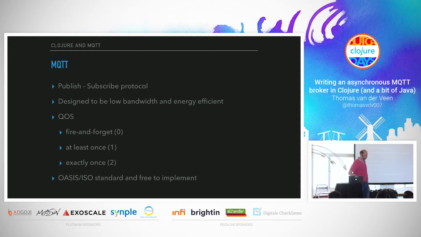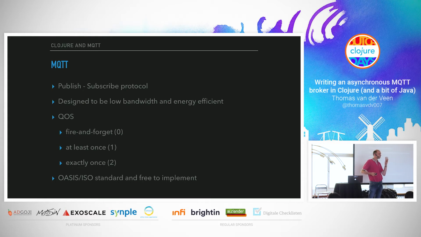So MQTT, very quickly, is a publish-subscribe protocol. You've got clients connecting to a broker. A client can publish a message on a topic, and clients can subscribe to a topic, and they then get all the messages which are published on that particular topic. That can be any kind of topic and any kind of data. It's just a bunch of bytes, basically. Designed to be low bandwidth and energy efficient, so mobile applications, IoT, Raspberry Pis and stuff like that.